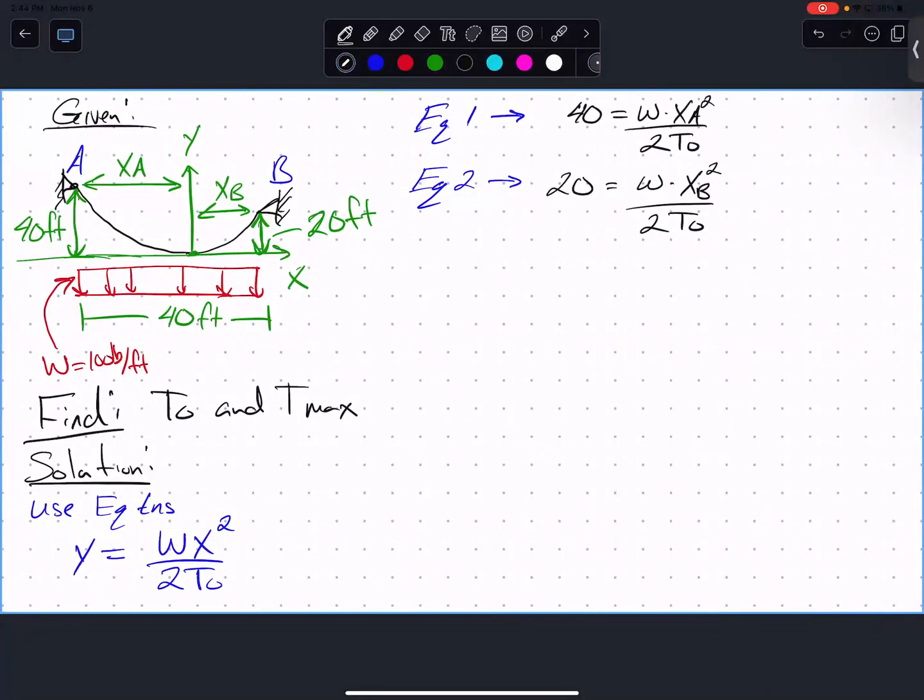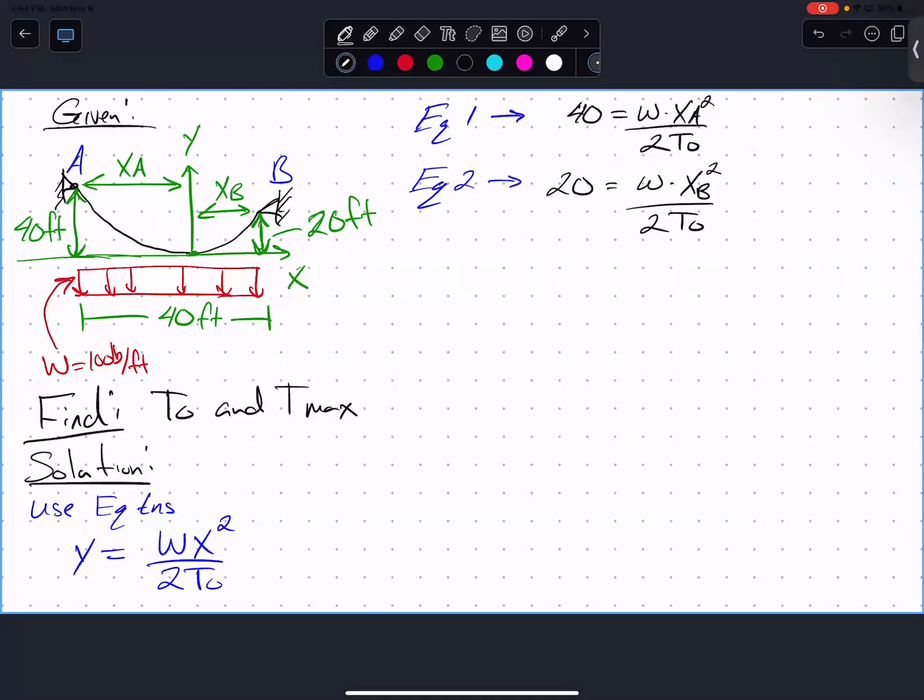Right now, though, I have two equations, but how many unknowns? We have xa is unknown, xb is unknown, and then there's one more. What's our third unknown? T naught. We know w is 100 pounds per foot, I just didn't plug it in. So we have 3 unknowns, but only 2 equations.